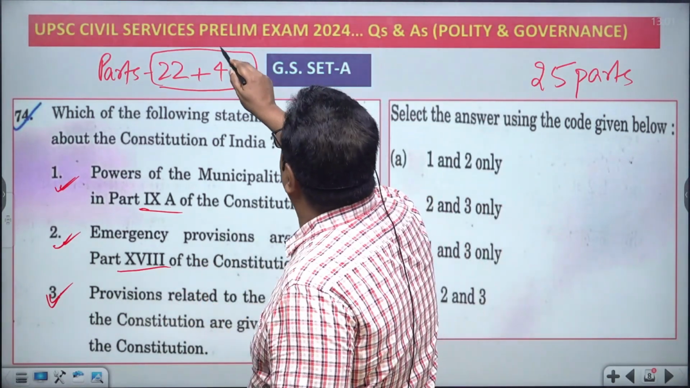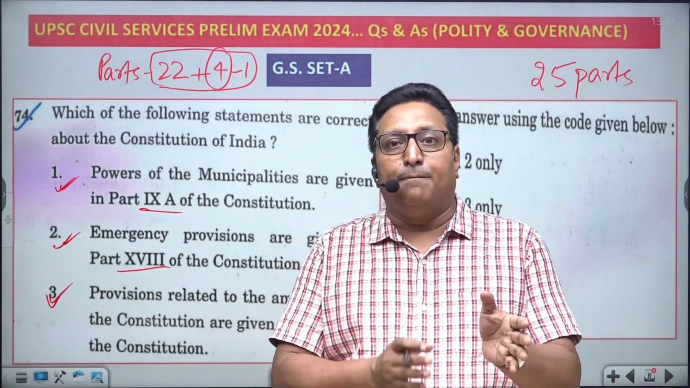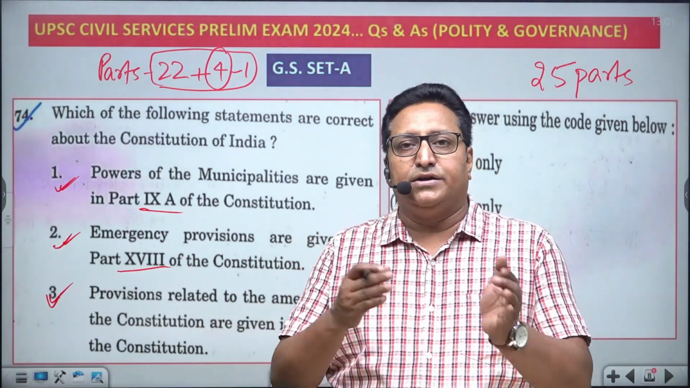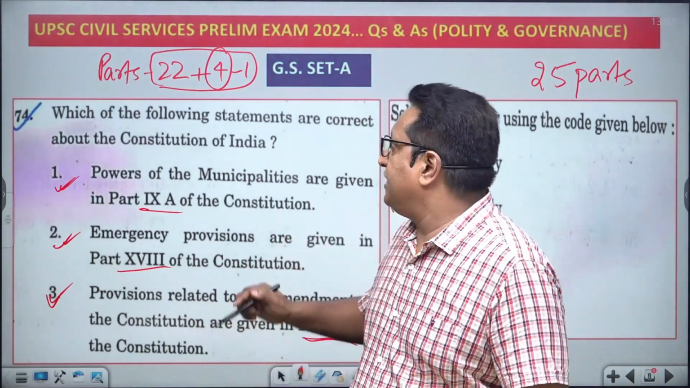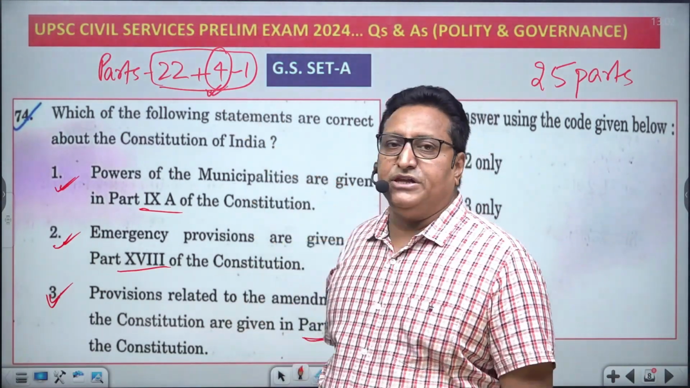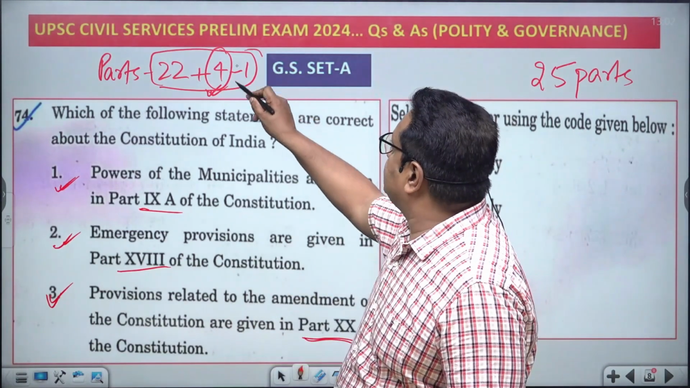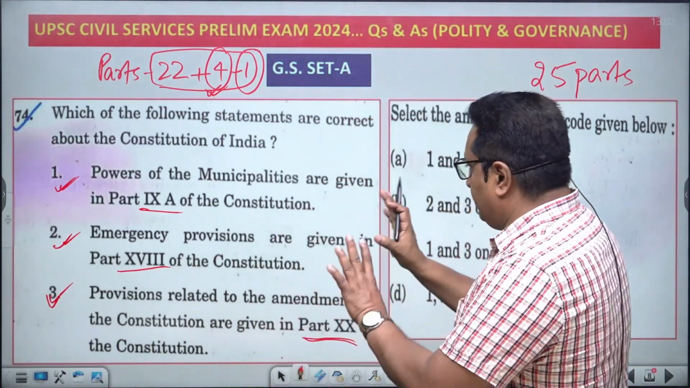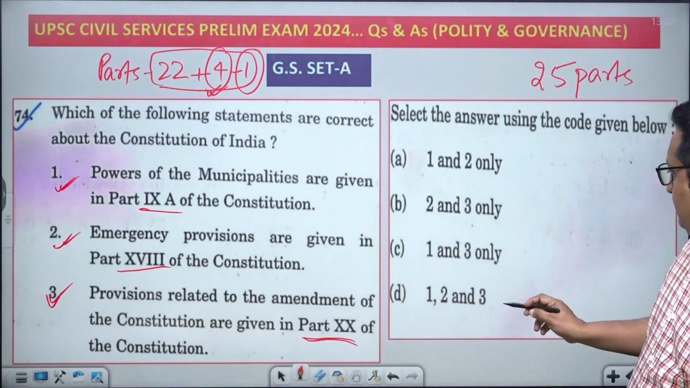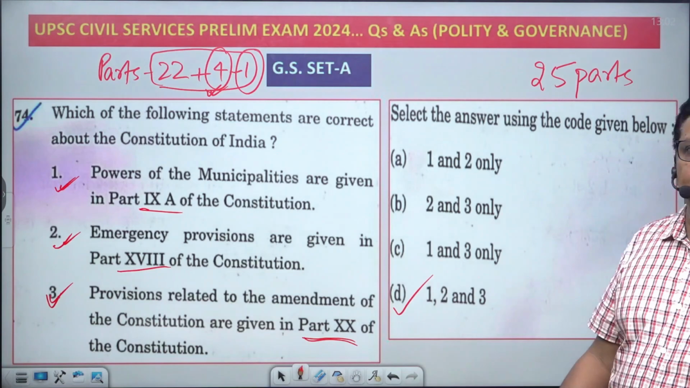As I said, 4 parts had been added. Part 4A, Part 9A, Part 14A, Part 9B, these are the 4 parts which had been added subsequently into the Constitution. So sometimes they could ask you this way also, which part was repealed? You should know Part 7 was repealed. Okay, so answer would be 1, 2, and 3. This would be the right answer.